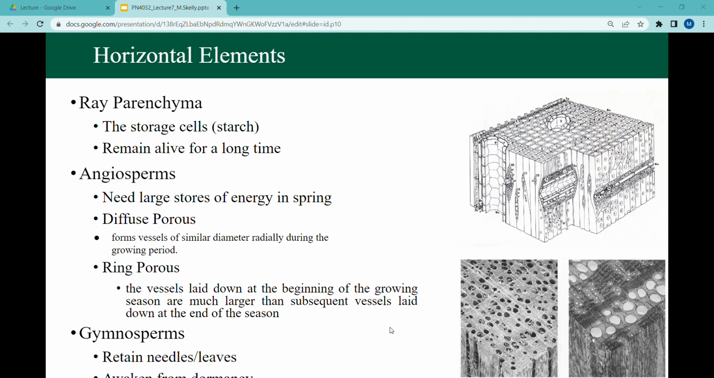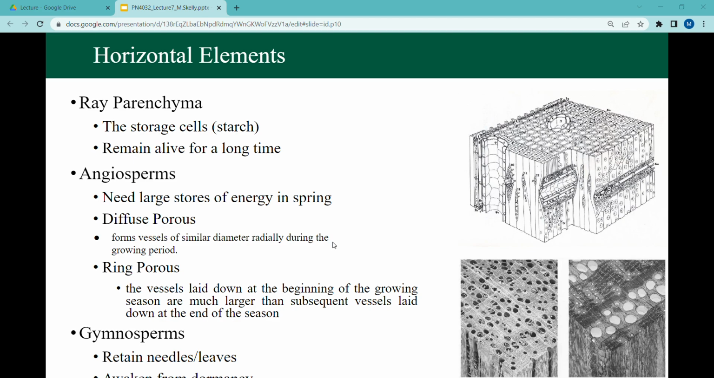So, storage cells now is what we're having a look at. Horizontal elements that we can see within the tree. So the medullary rays or the parenchyma rays, they're the same thing. All right. So ray parenchyma, the storage cells, they store starch. That is their main purpose, to store starch. So they remain alive for a very long time.